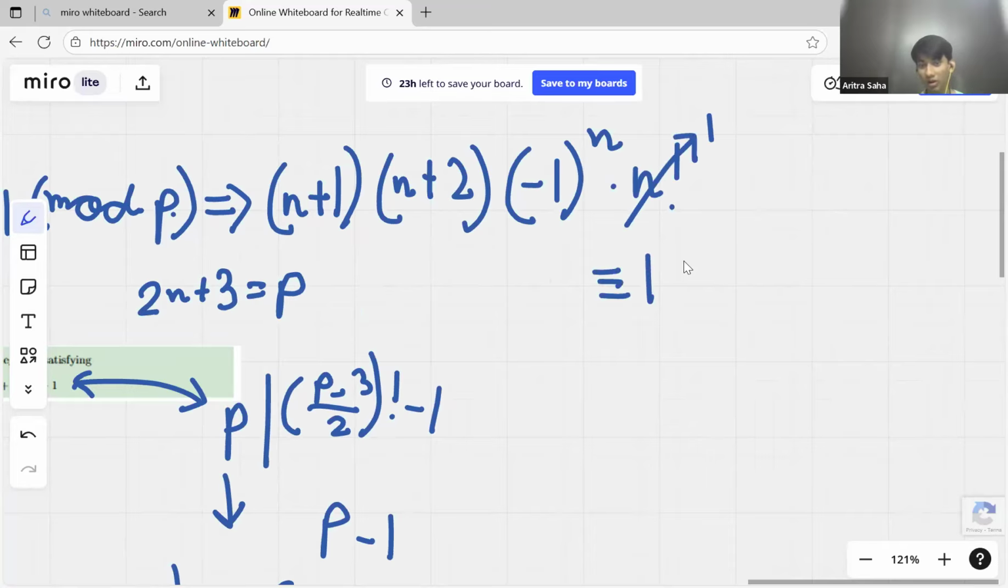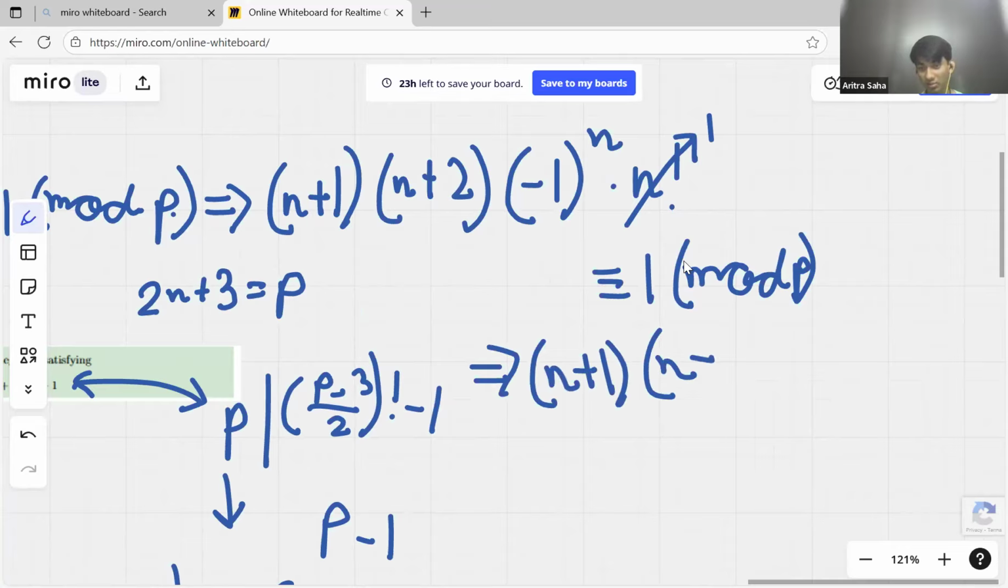So you want this to be 1 mod p. So basically what you get is (n plus 1) into (n plus 2) is plus or minus 1 mod 3, depending upon the parity of n. Is this a contradiction?